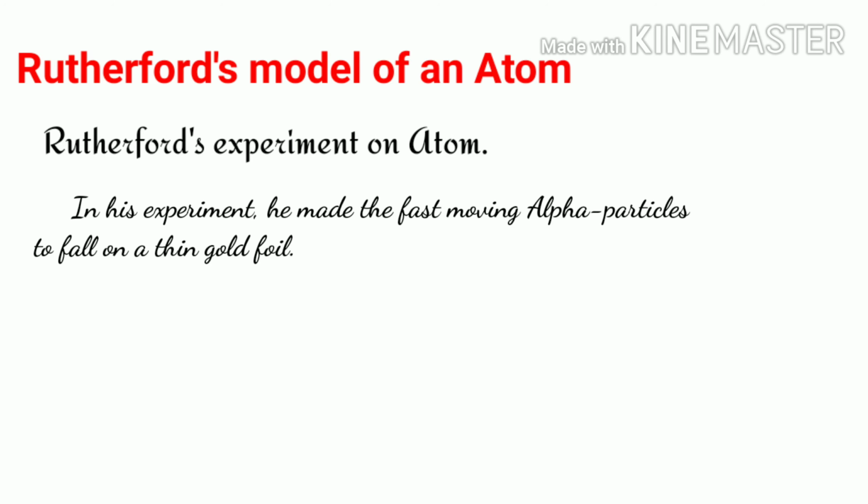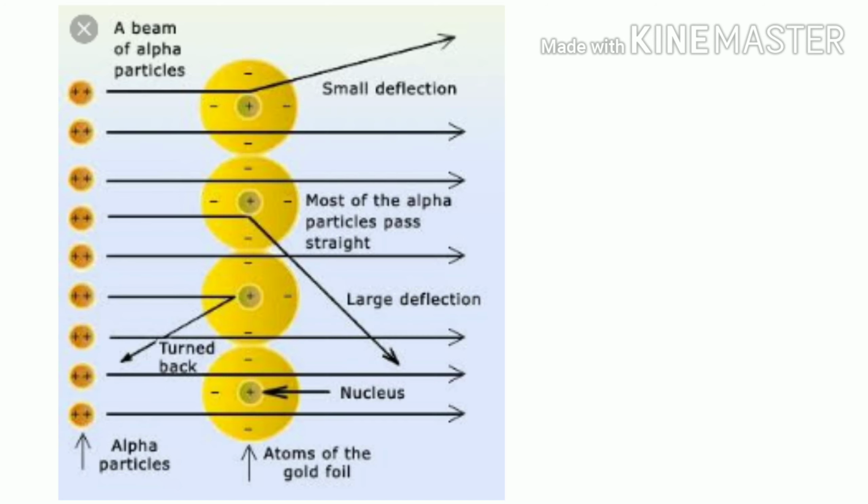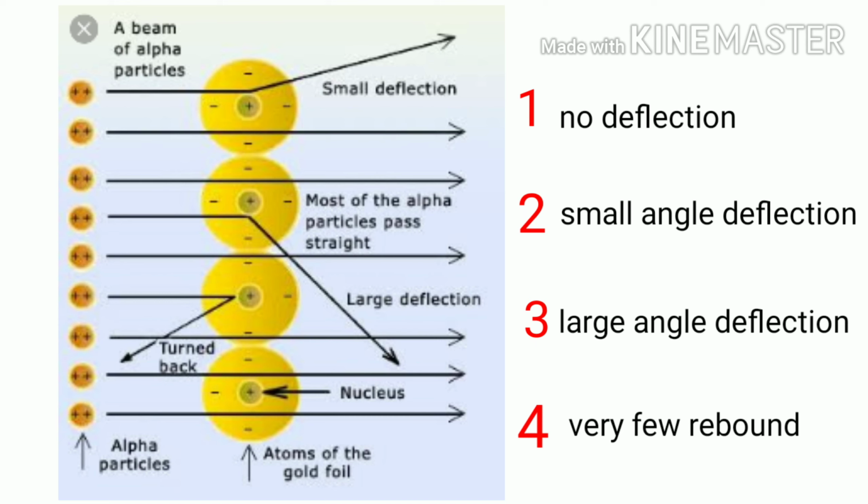Here now we have Rutherford's model of an atom. Rutherford also started studying the structure of the atom and did some experiments, where in his experiment he made fast moving alpha particles fall on a thin gold foil. This diagram shows the experiment of Rutherford.